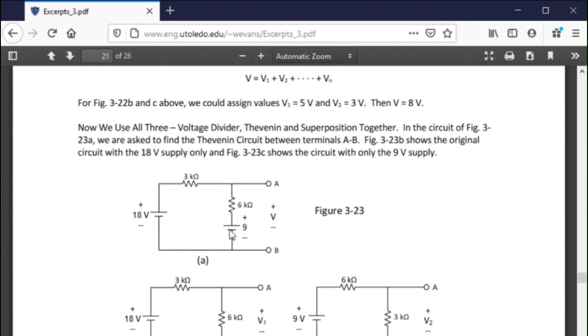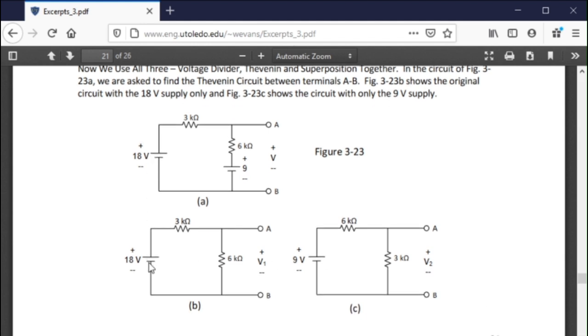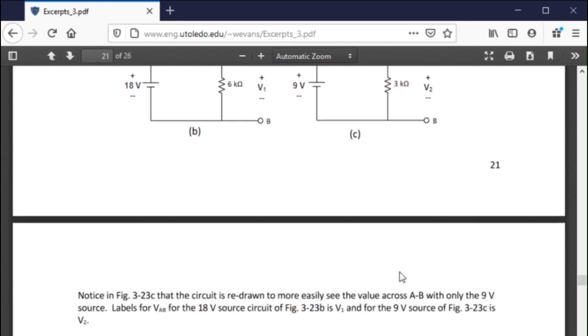You break it down, take the 9 volt out, there's the 18 volts. Here's my 18 volts, here's the 3K, and here's the 6K. You find the voltage A to B with that one. Then you find with the 9 volts, see, I take the 9 volt, put it over here, put the 6K up here, put the 3K down here, short out the 18. Now I find my V2 with this voltage, okay? And it is 3 volts. So now I've got 18 times 2/3 or 12, and this is 3. It's going to add up to 15 volts, right?